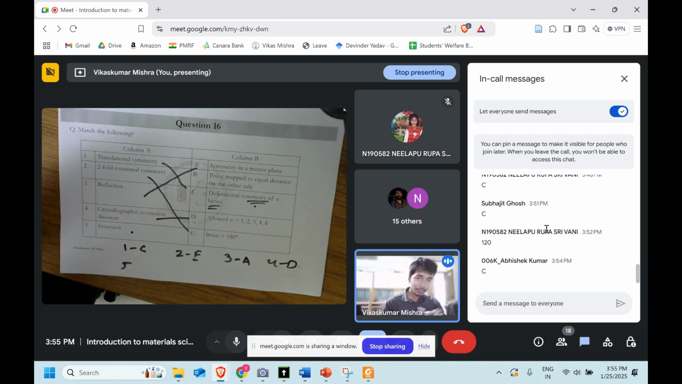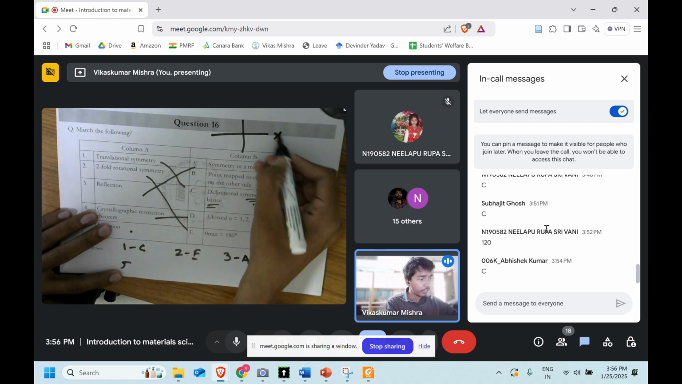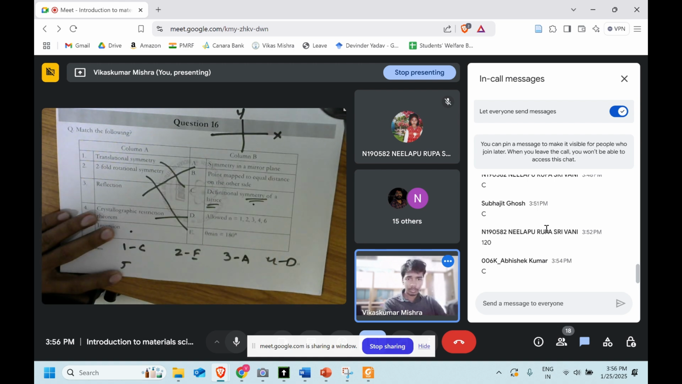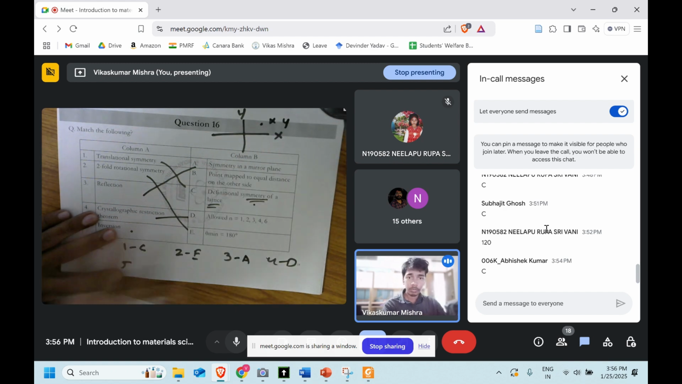So now inversion, what is the inversion? It is about the point. Let's say this is the x-axis, this is the y-axis. We are only talking about two dimensions right now. I have some point which is (x, y). I inverted it. Now after inversion, what will happen?